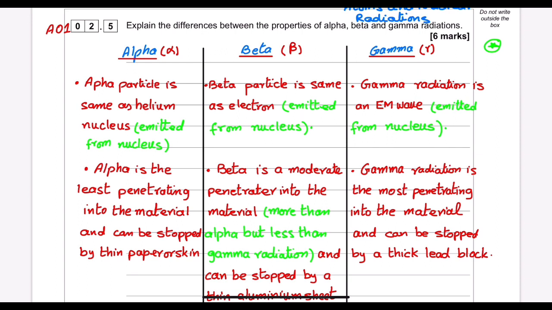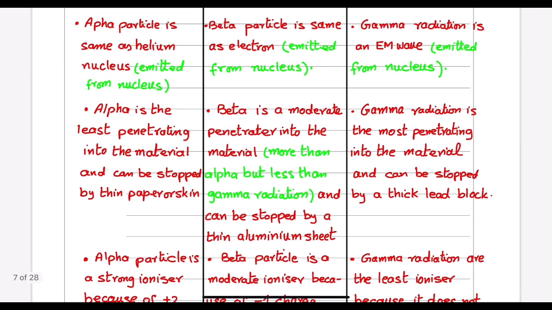Alpha is the least penetrating radiation into the material and can be stopped with the help of paper or skin. Whereas beta is a moderate penetrator into the material, more than alpha but less than gamma radiation, and can be stopped by a thin aluminum sheet. On the other hand, gamma radiation is the most penetrating into the material and can be stopped by a thick lead block.